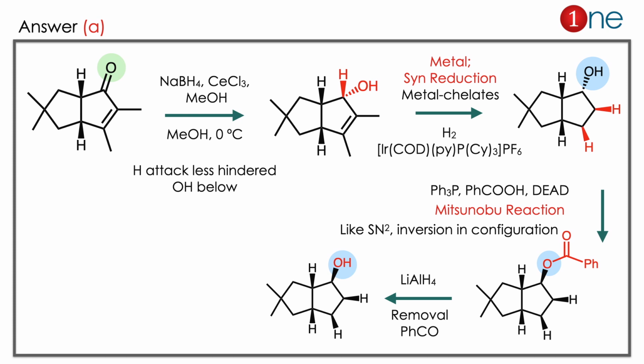Next step you are using phosphine, acid and DEAD reagent. So you might guess it's a Mitsunobu reagent. The reaction is called Mitsunobu reaction. This reaction is like SN2, so inversion in configuration occurs there. So the OH is below the plane. After the reaction it will go above the plane. It's an inversion in configuration. You have the ester attachment there also.